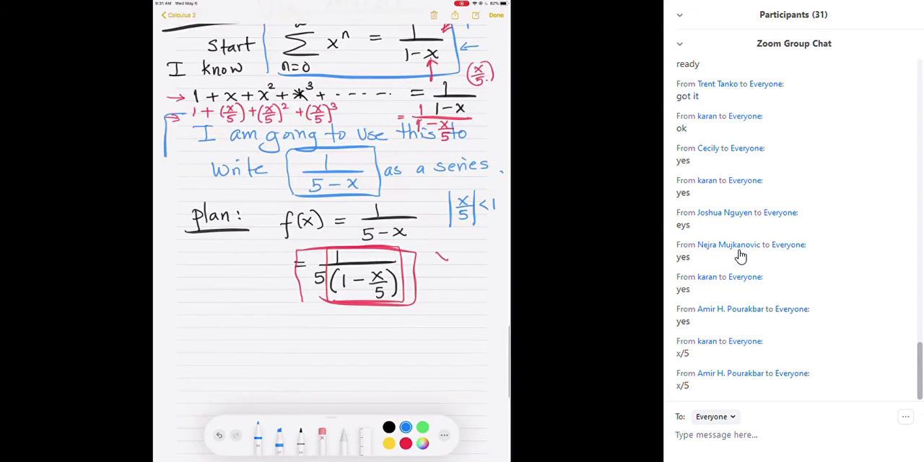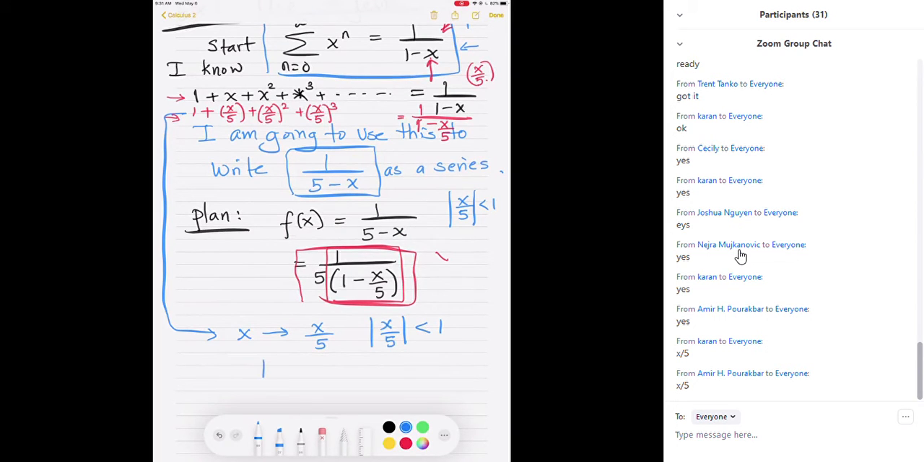So I'm talking about this series now. Oh, this is still a geometric series. Because how did we get that? We replaced x by x over 5. So now we are saying, oh, x over 5 is less than 1. This is the common ratio. That is when the geometric series converges.